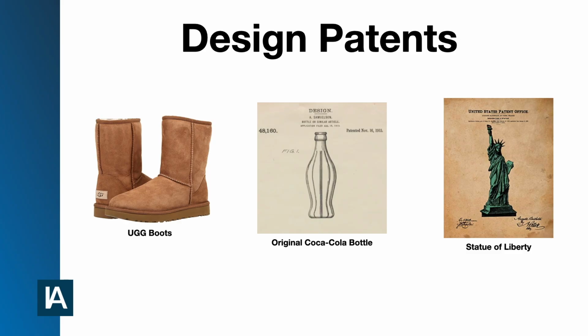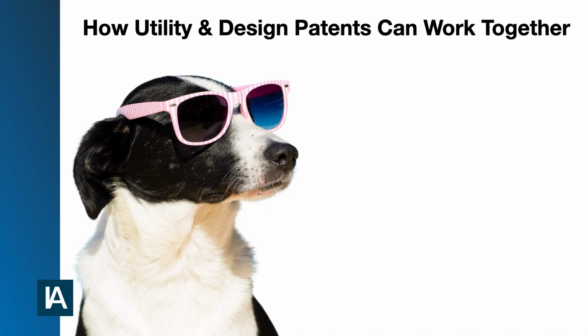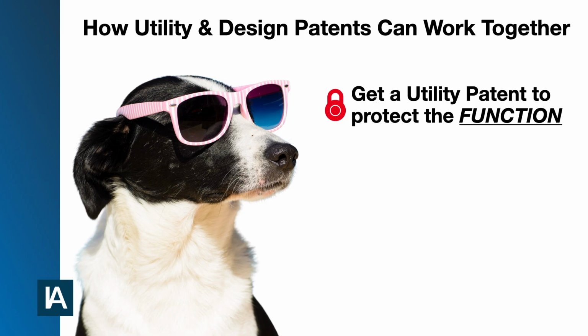If any of these functioned in some sort of new and novel way, they'd also be eligible for a utility patent. To show you how utility patents and design patents work, let's use the example of sunglasses. So if I invented sunglasses, the first thing I'd want to do is apply for a utility patent. The utility patent would protect the function of the sunglasses, how the darkened lenses protect the eyes from bright light, and how they improve vision on sunny days to increase safety.